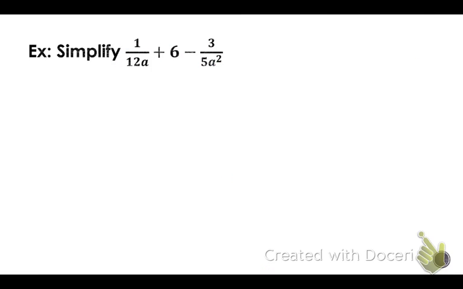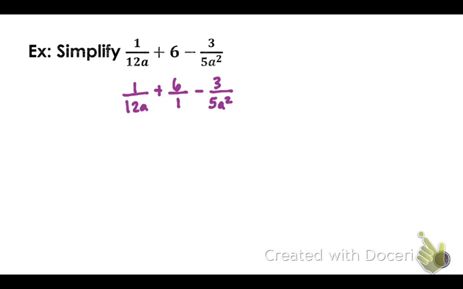Let's simplify by adding 1 over 12a plus 6 minus 3 over 5a squared. This one's a little different. I actually have a whole number now, but you know that we can write any whole number as a fraction. So I could really rewrite this as 1 over 12a plus 6 over 1, which is the same as 6, minus 3 over 5a squared.